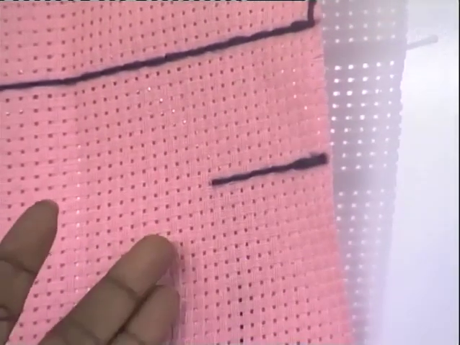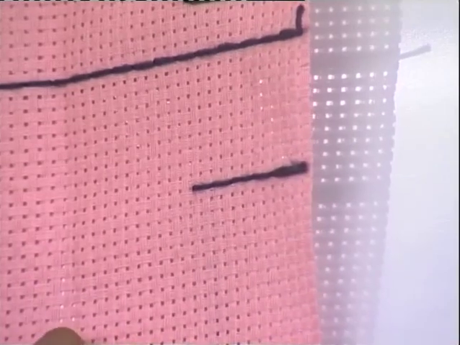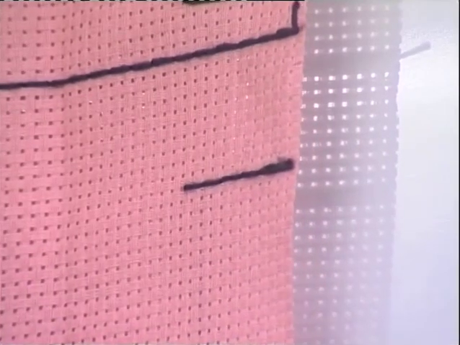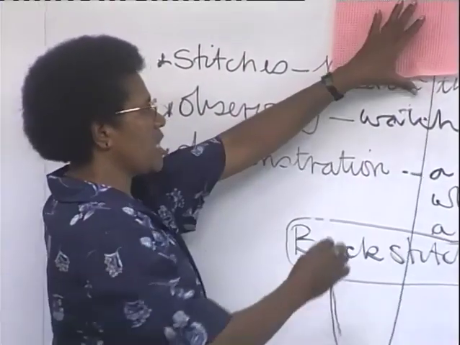Now I am going to finish doing the last step, and I'd like all of us to read together what the last step says. Finish with a double stitch. Okay, it says finish with a double stitch. I'd like you to watch carefully.